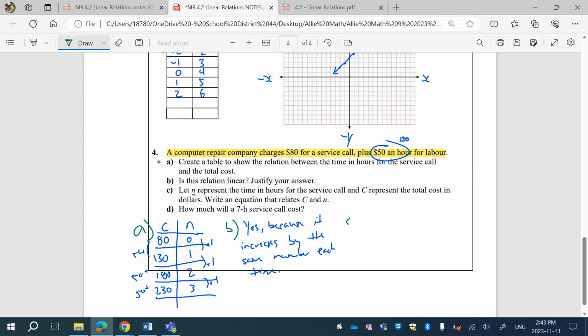And let's do C. Let N represent the number of hours for the service call. C represents the total cost in dollars. Write an equation. So the cost equals, remember, $80 is our flat rate. So we're going to pay that no matter what. And it's going to be in addition to $50 per hour. Okay, so this is our constant. There's always going to be $80. The $50 is the one that changes based on the N, the number of hours.